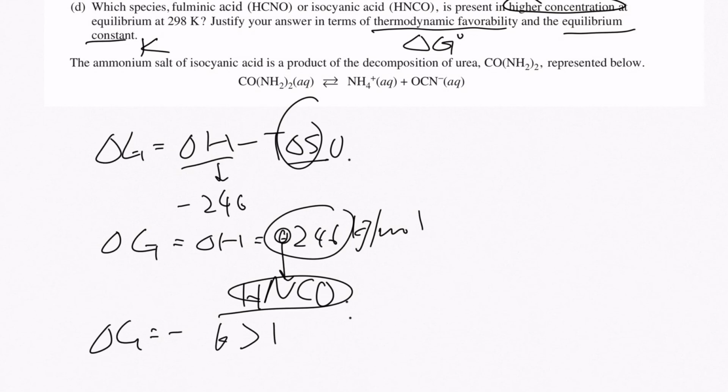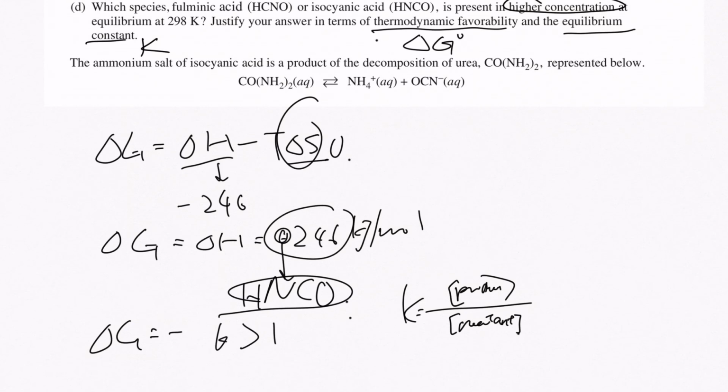And the reason why K is bigger than 1 is because the equation for K is K equals the concentration of product over the concentration of reactant. So when the product is greater than the reactant, it has to be bigger than 1. So here it is. In terms of K and delta G, the HNCO has a higher concentration.